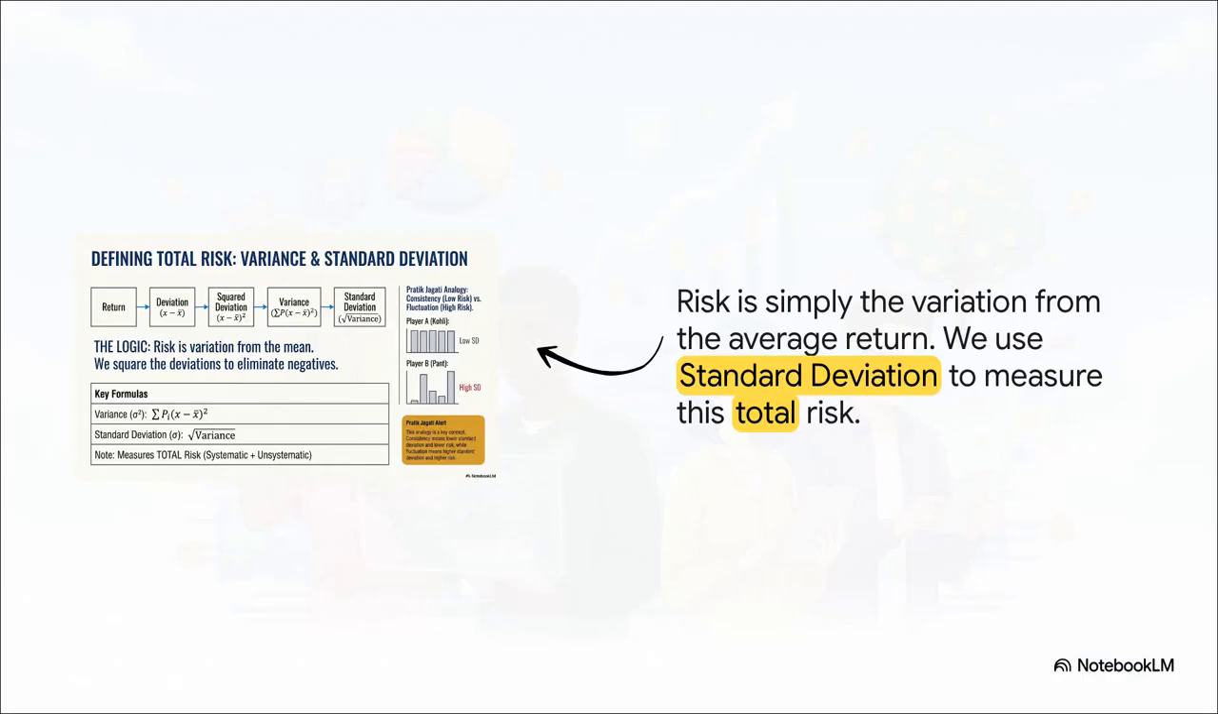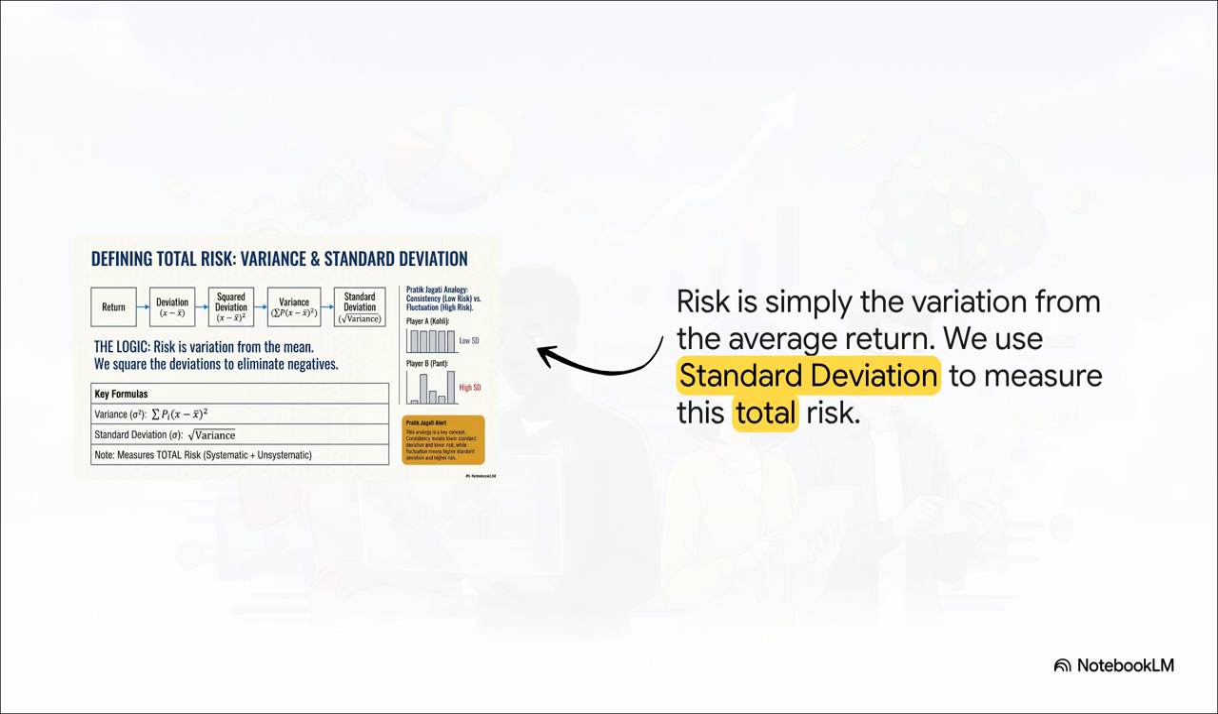Now, what about risk? In finance, risk is really just a fancy word for volatility. It's how much an asset's return jumps around its average. To measure it, we first see how far each return is from that average. But wait, some of those differences will be positive and some will be negative. They just cancel each other out.